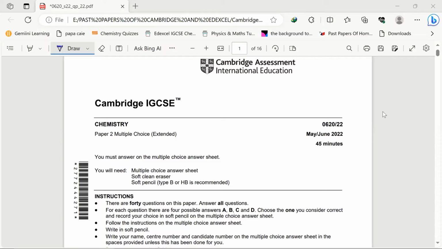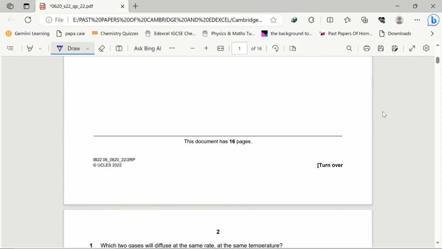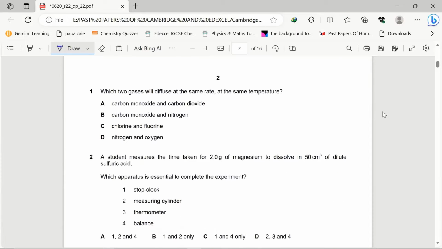Today we are going to solve the Cambridge IGCSE Chemistry 0620 paper, May/June 2022. You will get a maximum of 45 minutes for this paper, including completing the bubble sheet. So let's start. Number 1.